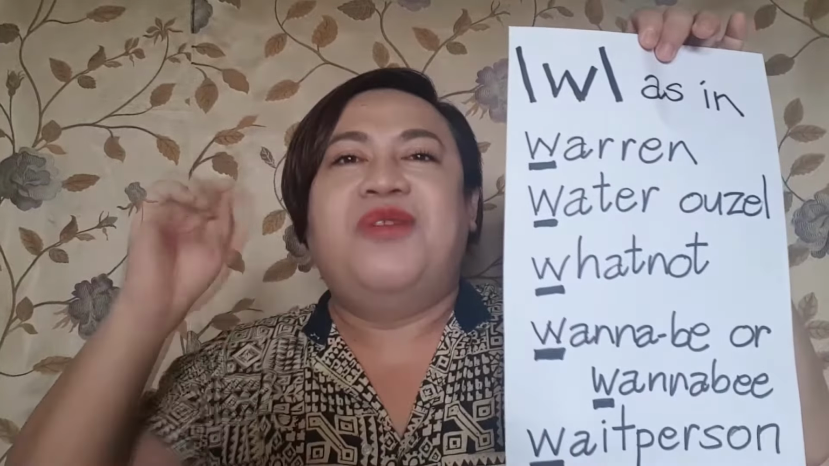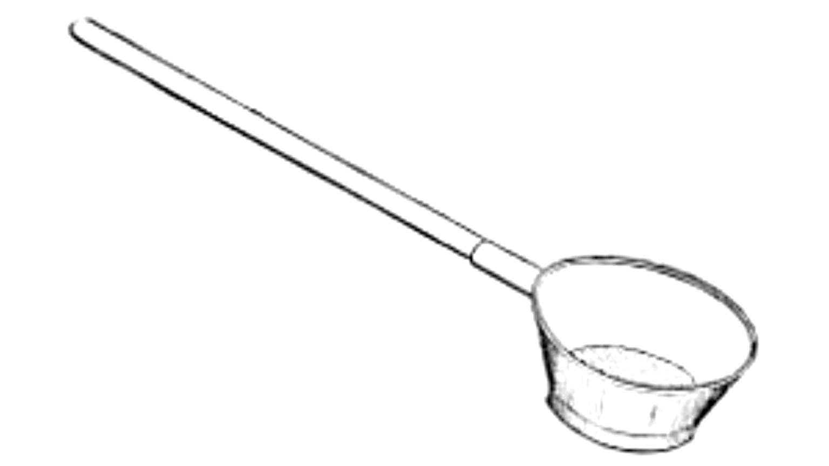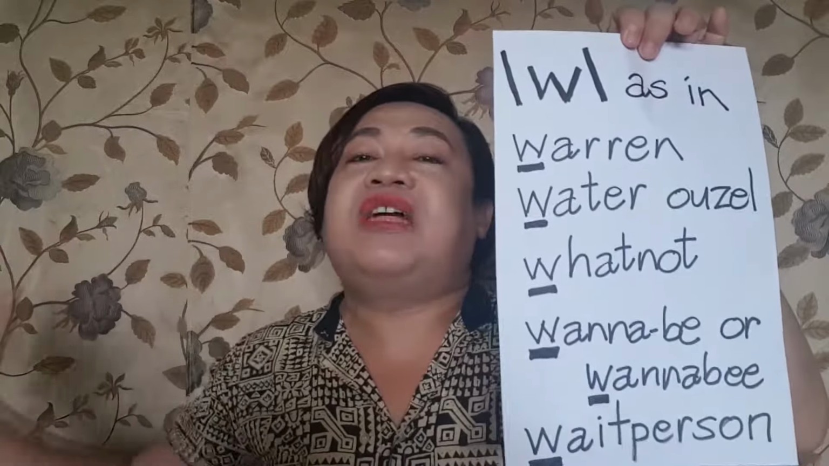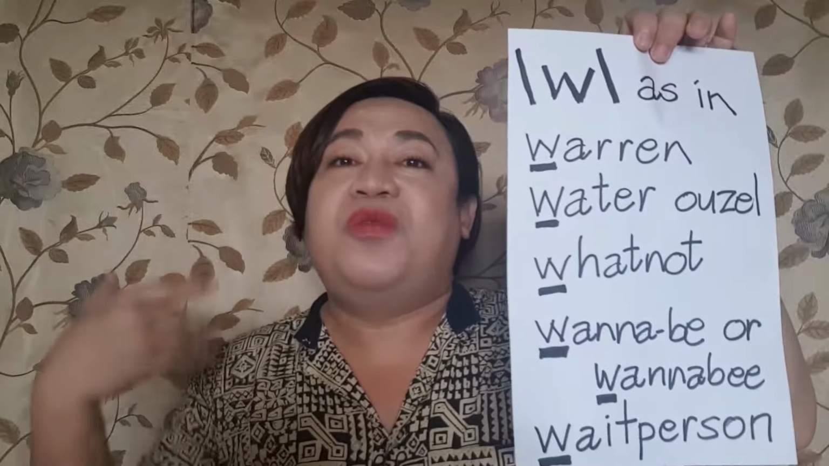Okay, the next one is water oozle. A simpler term for a water oozle is a dipper. In Cebuano Visayan language is kabo, or in Filipino tabo. Yung kabo. It's actually a cup with a long handle which you use to fetch water from a container. So that is water oozle. Okay. Next is whatnot. Whatnot. Okay, of course it has the sound of wa.